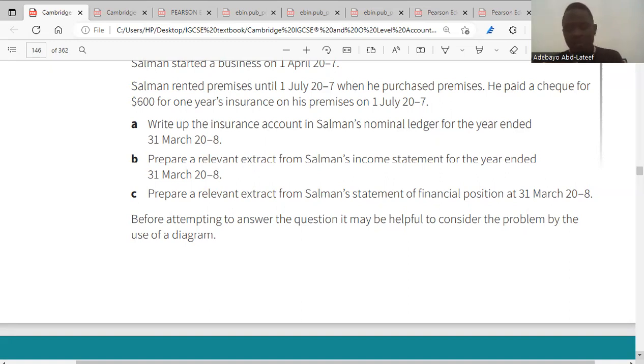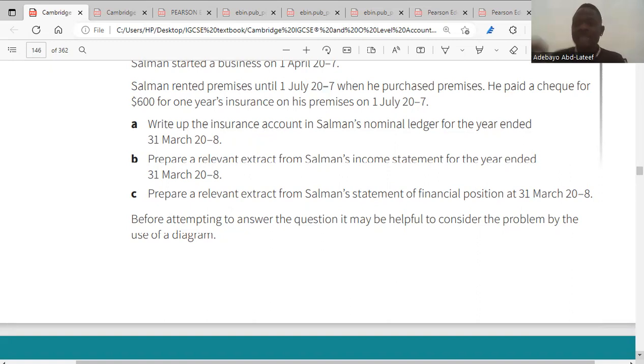So 9 months multiplied by 50 makes up the expenses for Salma for the financial year, which is $450. So on the credit side of your insurance account, you're going to have March 31, 28 income statement, $450, which is for the 9 months that will be spent to end up the financial year. So the balance carried down will be the difference between the credit side, which is $450, and the debit side, which is $600. So the balance carried down on April 1 will be $150. So $150 plus $450 make up the $600.